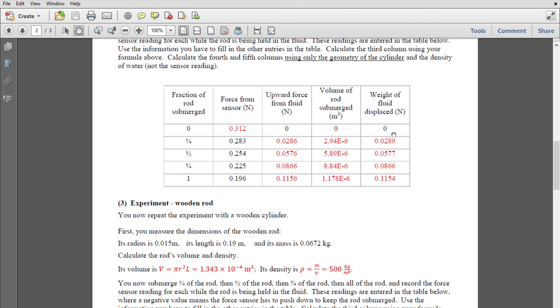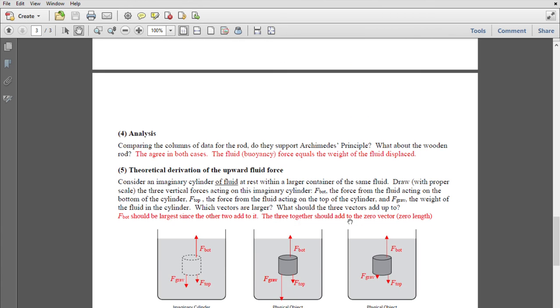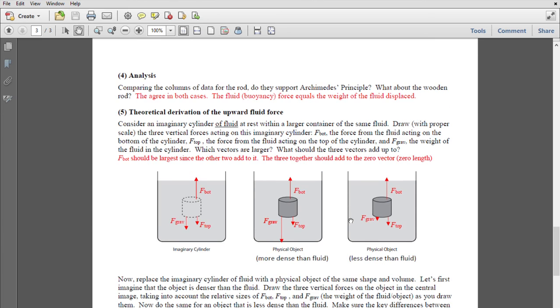Same in this case. The numbers are slightly different because of some rounding I did, but that's pretty close agreement between those two columns. So that's Archimedes' principle. The fluid force or buoyant force is equal to the weight of the fluid which is pushed out of the way by virtue of pushing a certain fraction of it under the water.